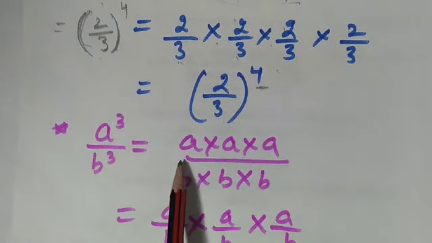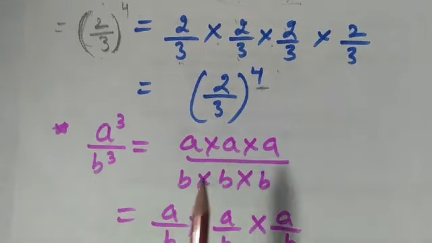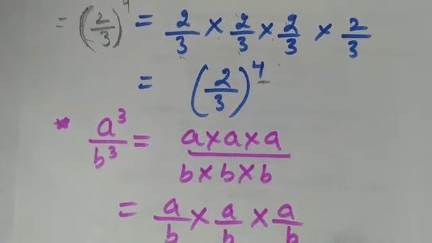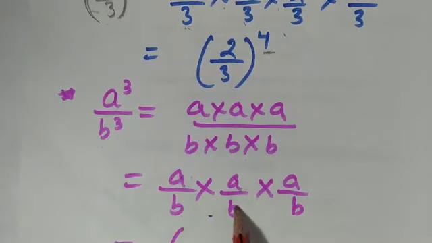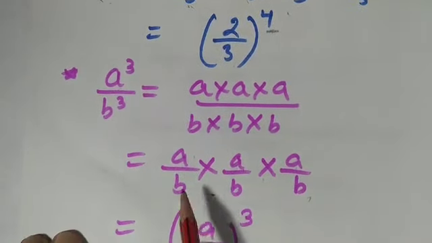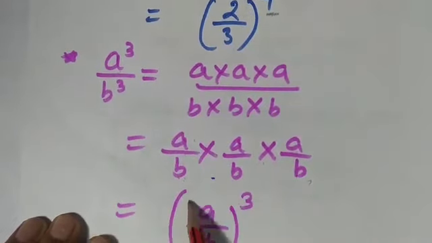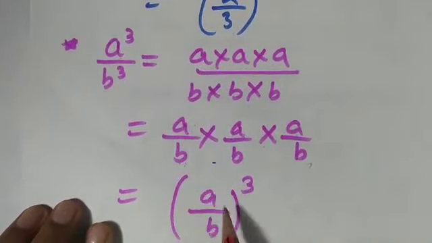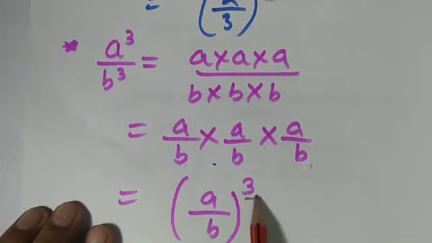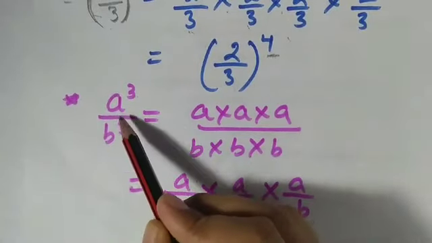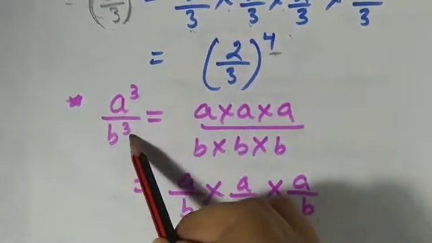So a raised to the power 3 can be written as a into a into a, and b raised to the power 3 can be written as b into b into b. Now I can write this as a over b into a over b into a over b. I observe that a by b is multiplied 3 times, so in exponential form, this can be written as a by b whole raised to the power 3. That is a cube over b cube.